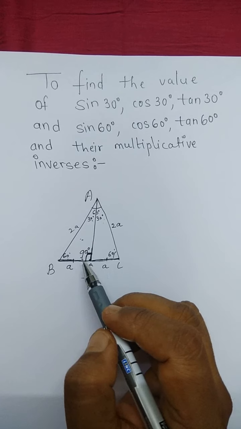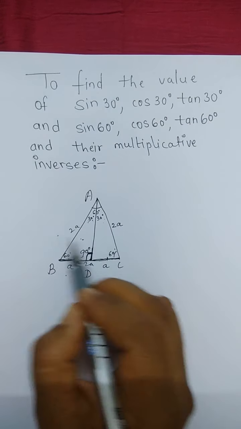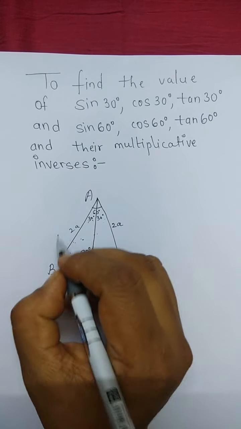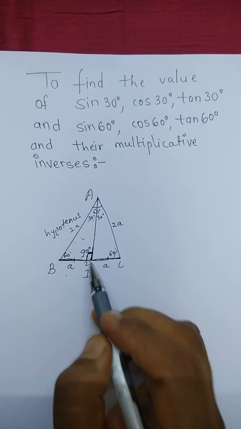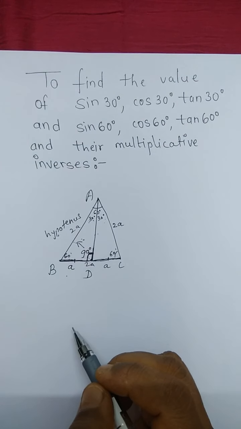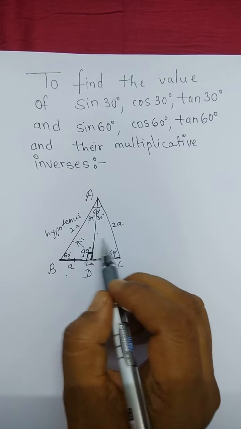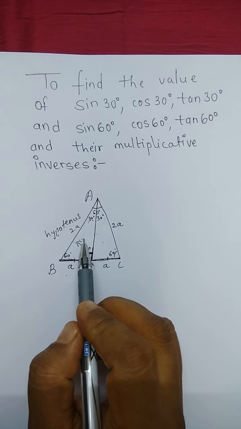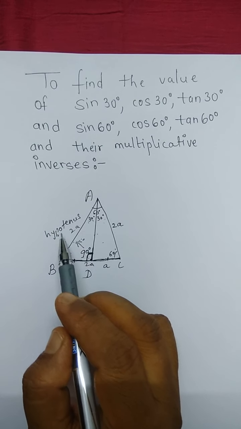So, for 30 degree, this is opposite side, this is adjacent side and this is hypotenuse. Opposite to 90 degree is always hypotenuse. You remember that and you write it down first of all. You can consider this triangle or this triangle. Both are equal with equal measurements. So, I am considering this one. So, I have written here opposite to 90 as hypotenuse.